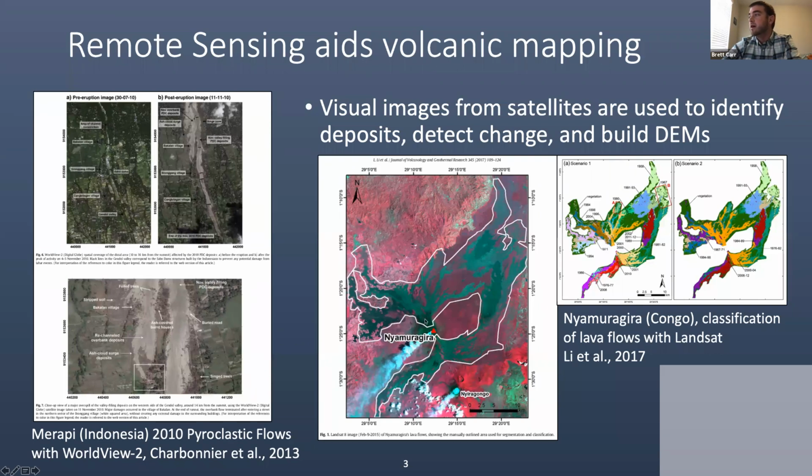Then also on the right here, we have a study from Lee et al. from a few years ago, using multiple bands from Landsat satellite images of Nyamiragira in Africa, to identify and classify lava flows from different eruptive periods in the volcano's recent history.